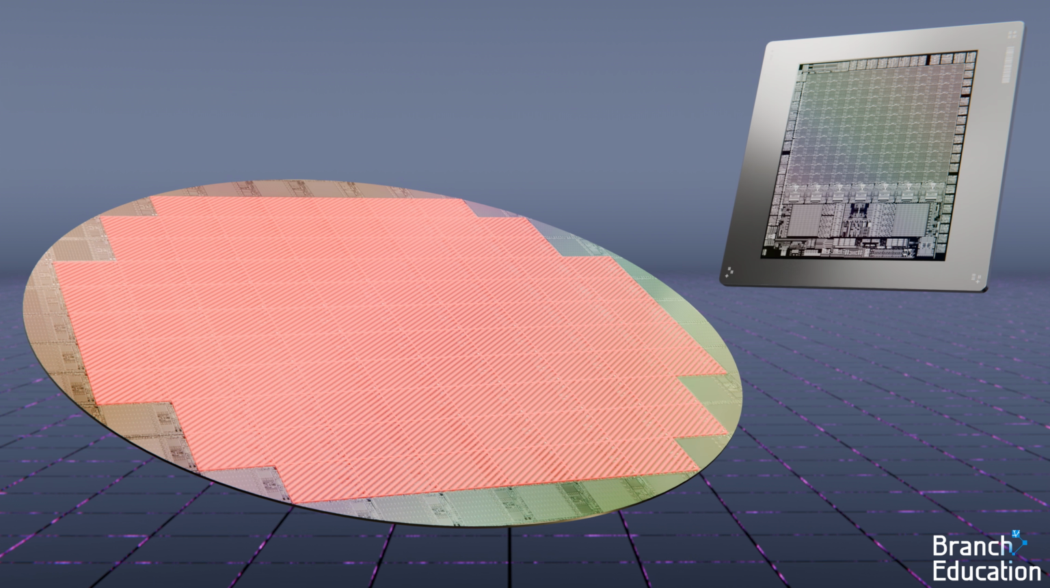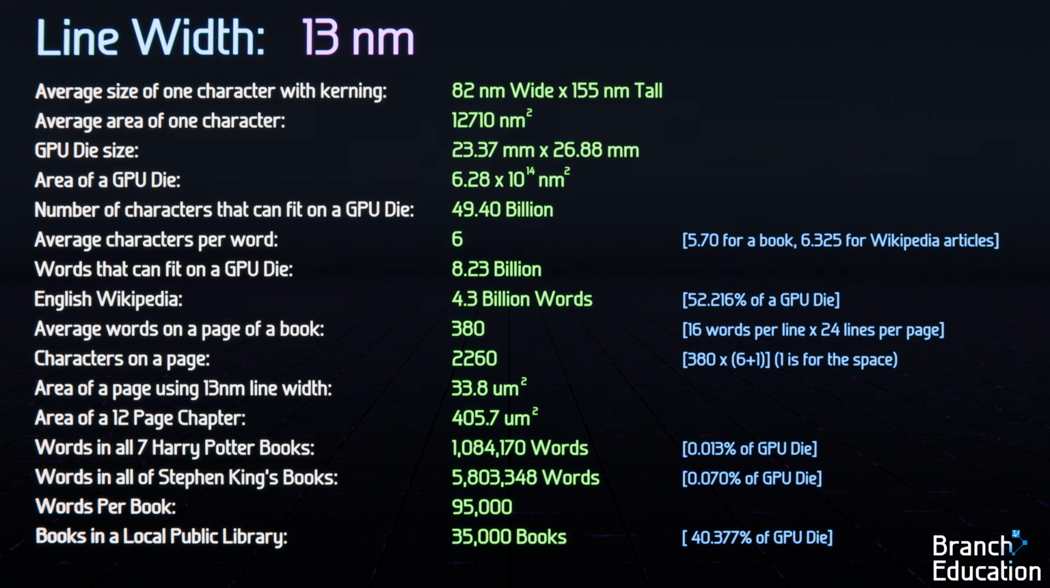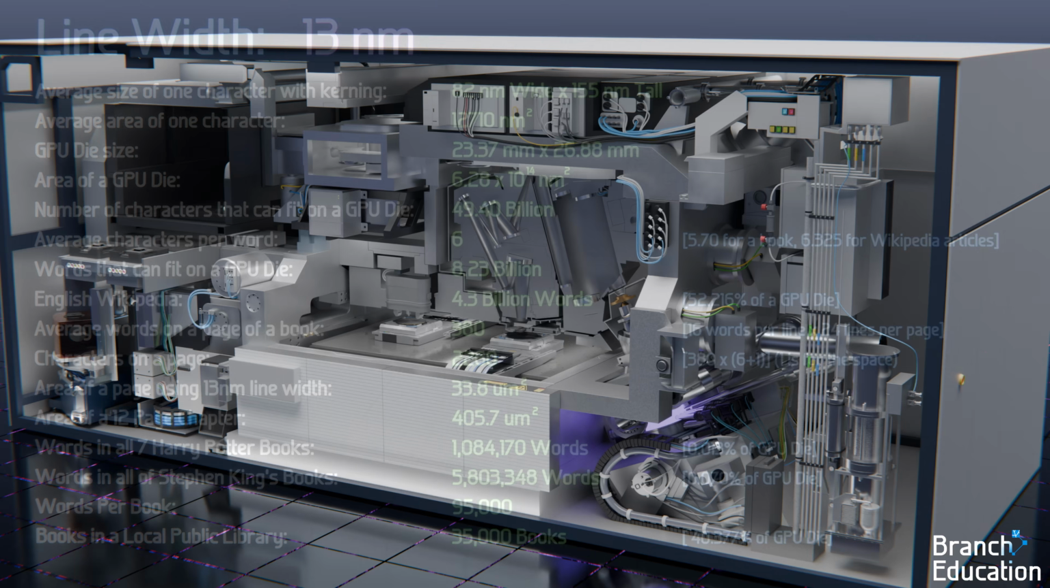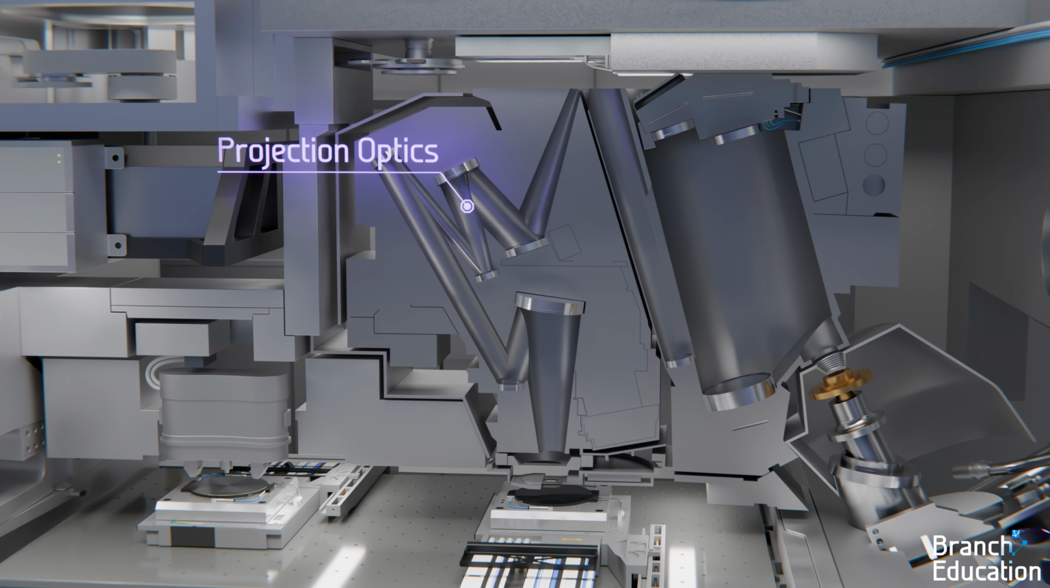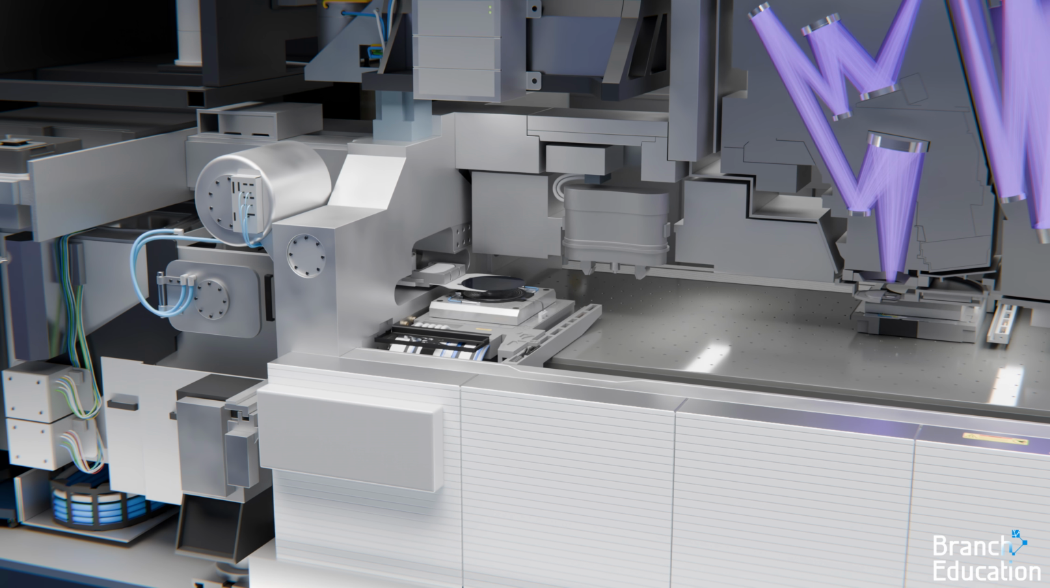Also, if you're curious, here are the calculations we used for the transistors to text and book conversions. Pause the video to work it out. The next topics we'll explore are the projection optics and how the wafer is moved around the machine.